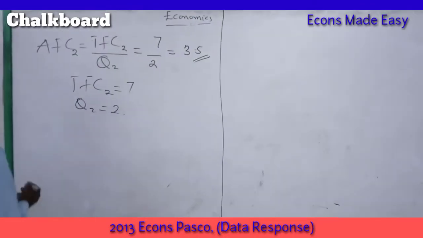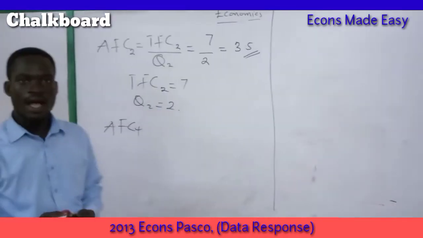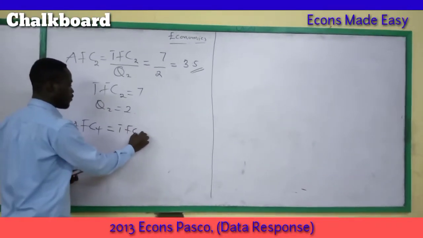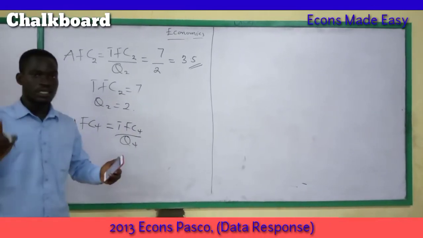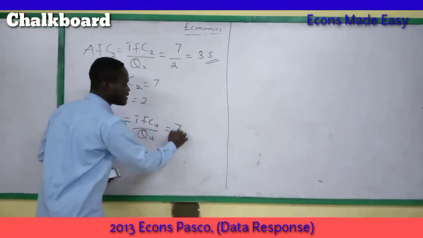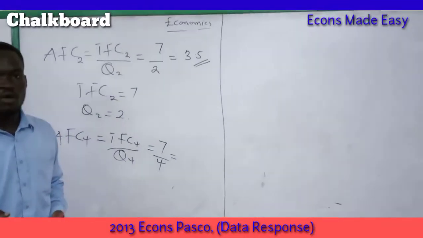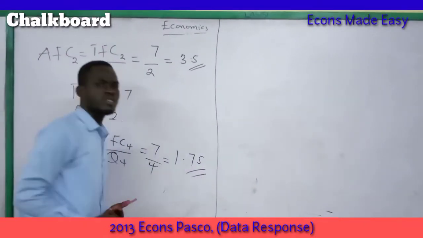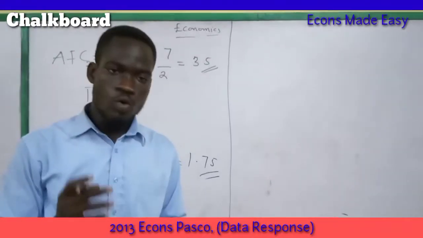Now let's go to average fixed cost of output 4. Average fixed cost of output 4 is going to be total fixed cost of output 4 divided by quantity of 4. And I told you that total fixed cost do not change. It's still the same. So what will be our total fixed cost of output 4? It's still going to be 7. And our quantity will be now what? 4. So 7 divided by 4 is going to give you 1.75. And so this one will give you your average fixed cost for output 4. So we are done with A.